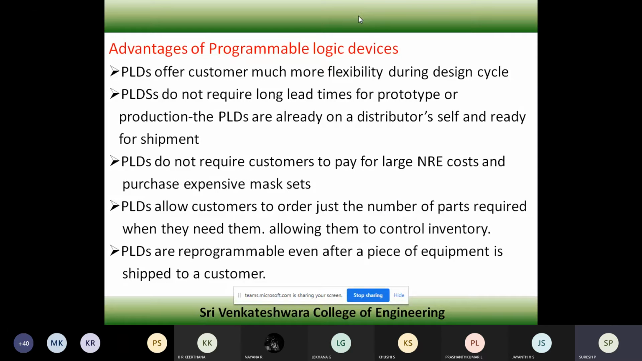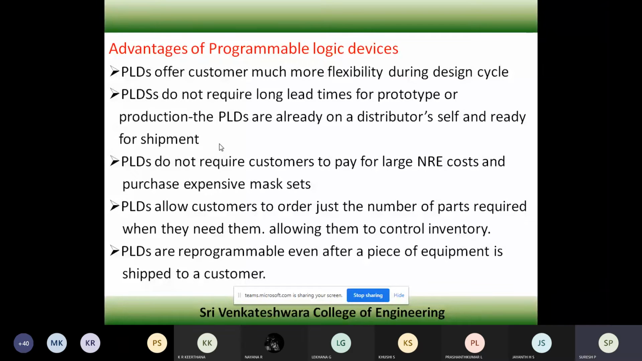Now, these PLDs do not require a long lead time for prototype or production, since they are already on the distributor's shelf and ready for shipment. Since it is already available, depending upon the functionality you require, you have to design or program it for that particular functionality. Since the programming is depending upon the application, it won't require that much time to make.